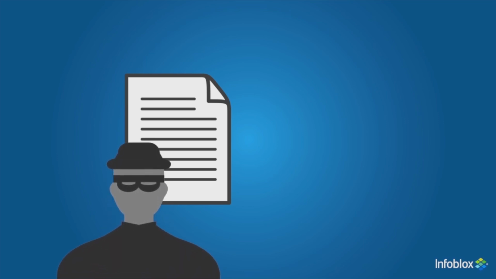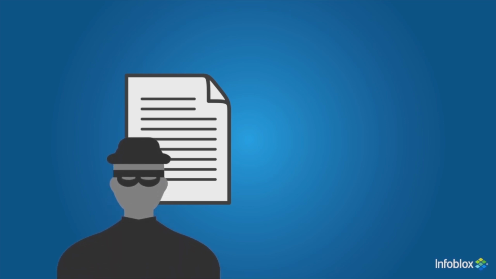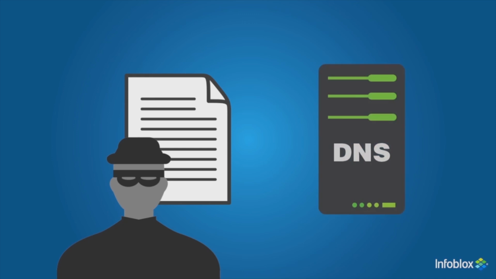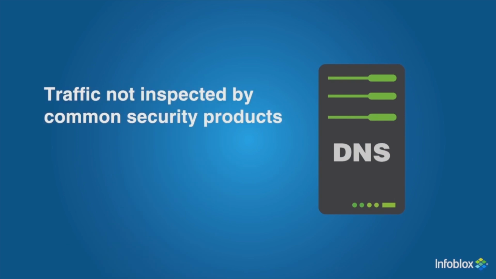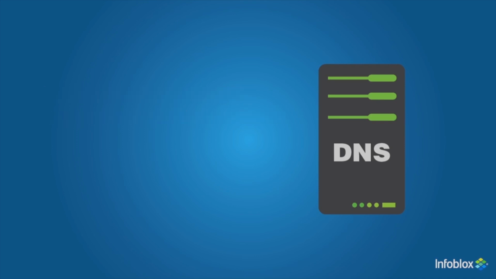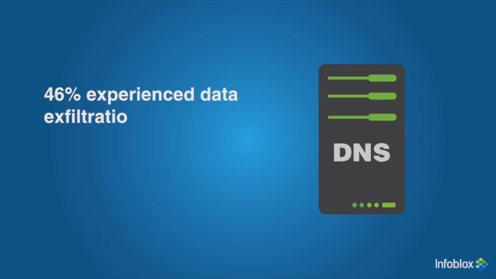Theft of sensitive or regulated data and intellectual property is one of the most serious risks to an enterprise. DNS is a leading vector for data exfiltration because it is not inspected by common security products such as firewalls, IDS, and proxies. According to a leading IT security magazine, a recent survey of 300 enterprise IT decision makers showed that close to 46% experienced data exfiltration via DNS, and another 45% experienced DNS tunneling.